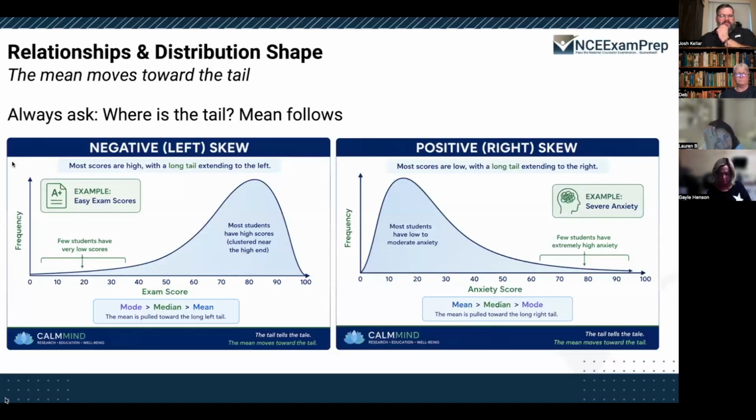So we're looking on this left-hand side. Most of the scores are high. There's a few low scores. Very tricky, because the low scores are going to bring the median, or sorry, the mean down. The mean is going to be less than the mode.